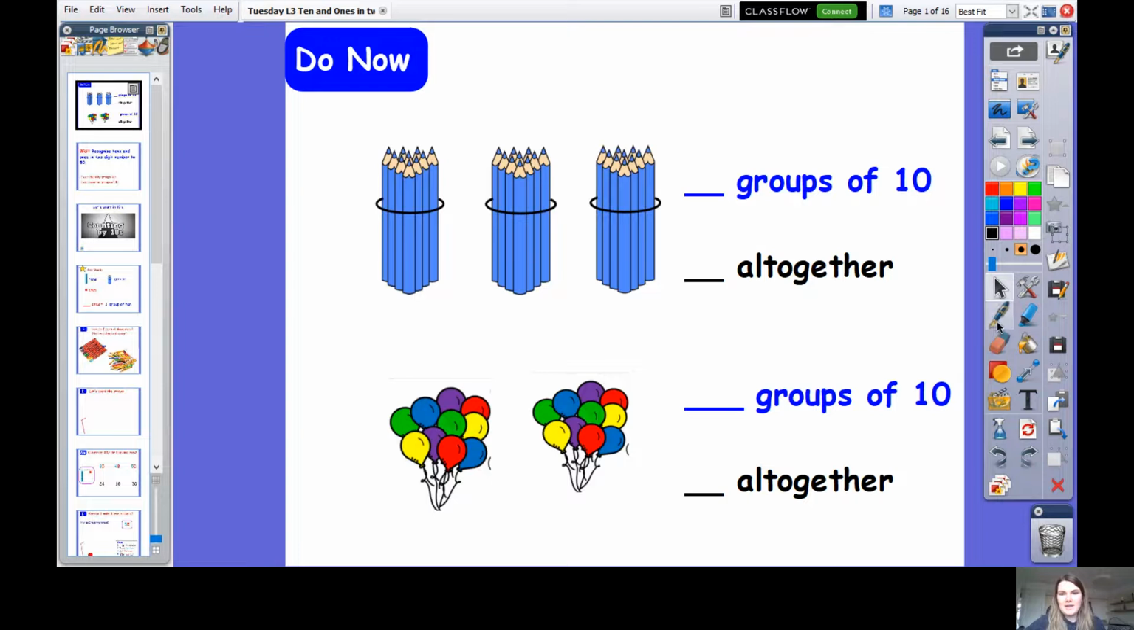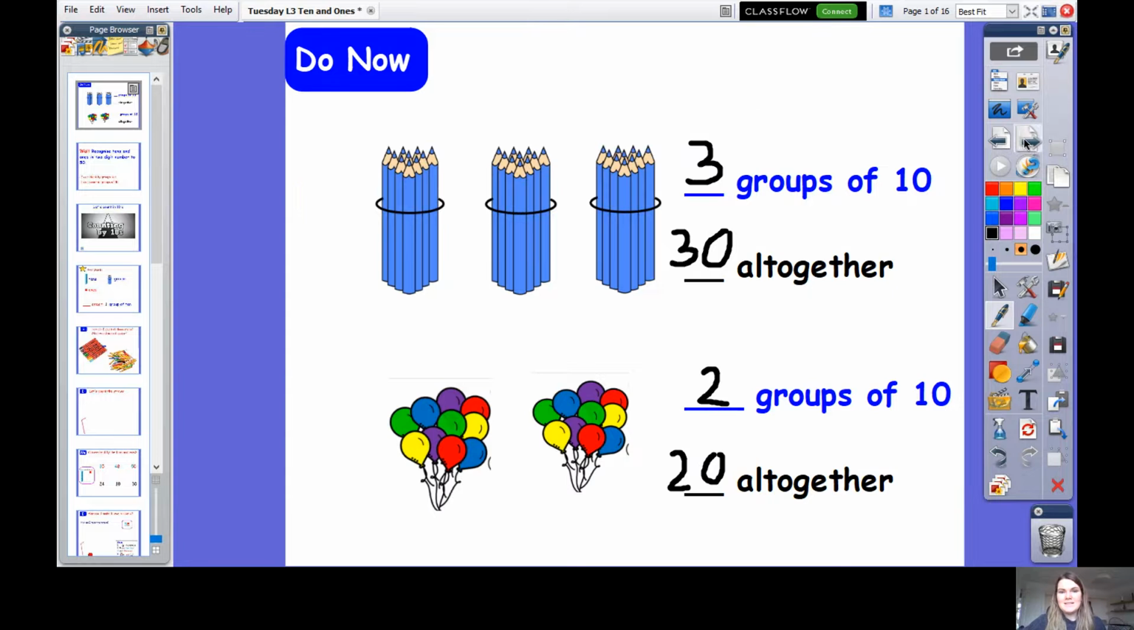Fantastic. So how many groups of 10 are there? There are 3 groups of 10. Very good. We've got 1, 2, 3. So because there's 3 groups of 10, how many are there all together? 30. Very good. There are 30 all together. And how many groups of 10 were there for the balloons? 2. Well done. There are 2 groups of balloons. And how many all together then? 2 groups of 10 make 20. Fantastic. I can tell that you were all paying attention yesterday.